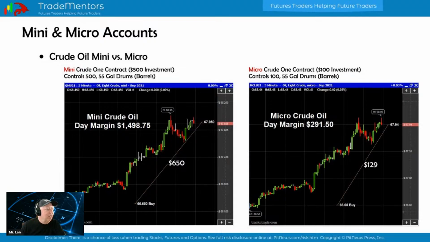All right? And then the difference here is just the difference between the mini and the micro. So the mini, you can see this move on the mini is $650. The same move on the micro account is $129. So as you can see, it's 10 times smaller. So that's your leverage. And that's just your quick little Sunday school lesson, the difference between the stock market and the futures market, why you might want to trade one versus the other.